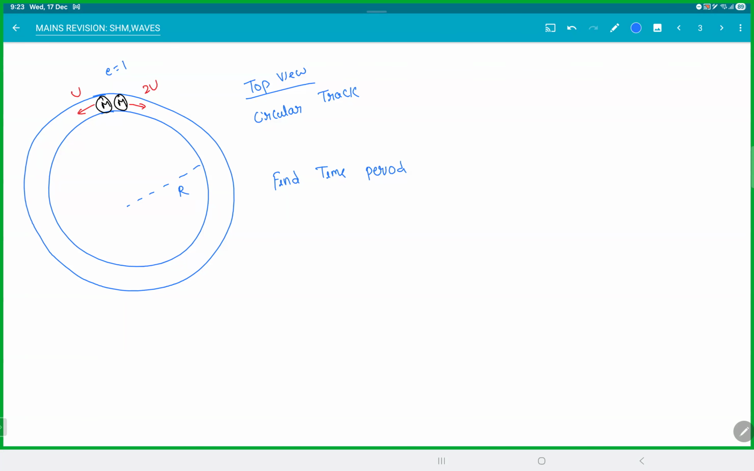Again, if the papers are hard, then it's a different story though. If I'm talking about proper mains level papers, what are the catch here? Same story. The time taken between two collisions is 2 pi r by 3u. But here, look at the problem here. Something happens.